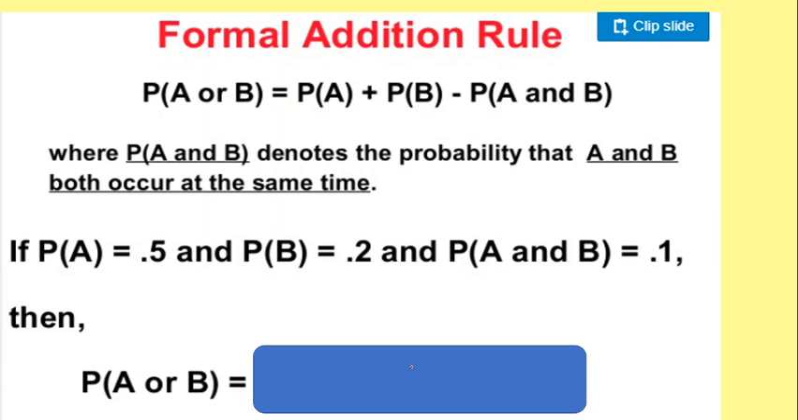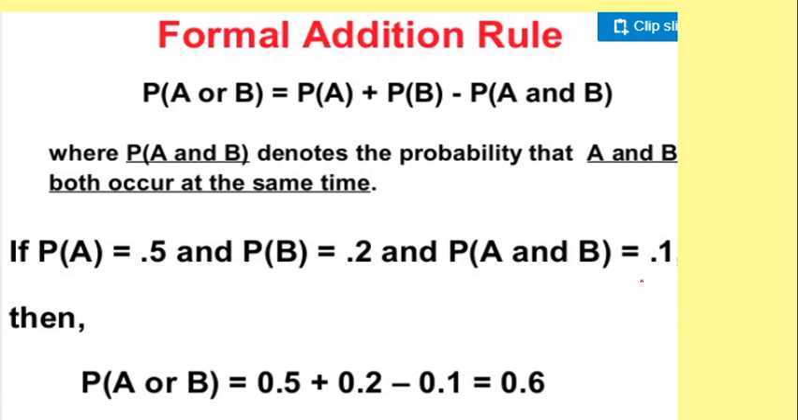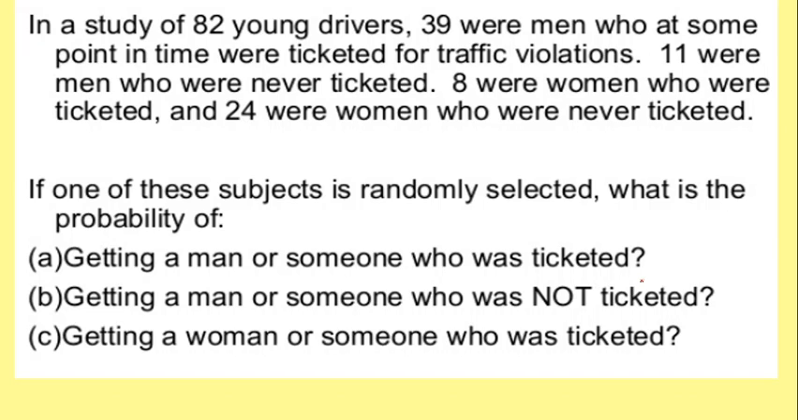Another one, a bit more mathematically based now. Probability of A is 0.5, probability of B is 0.2, and the probability of A and B is 0.1. What is the probability of A or B? To do this, you do 0.5, the probability of A, plus 0.2, the probability of B, minus 0.1, which gives 0.6. Nice and straightforward.